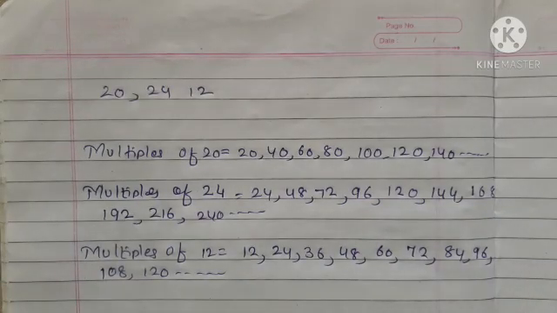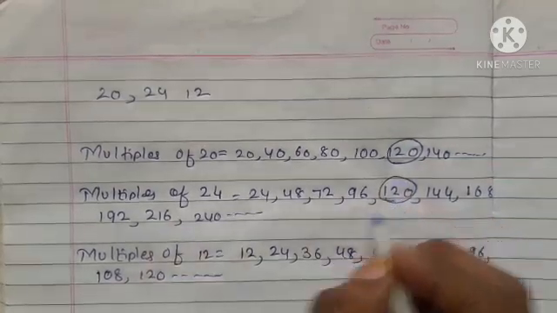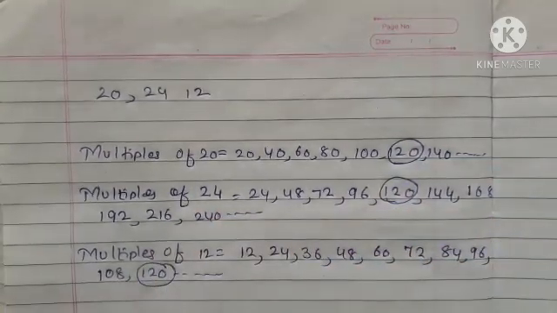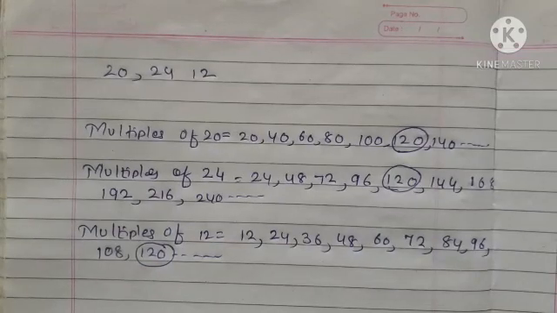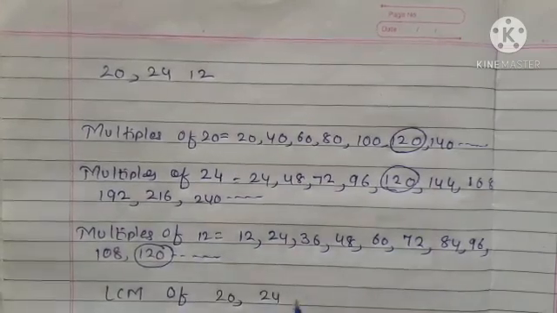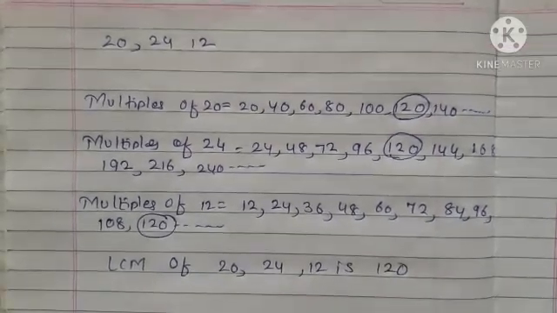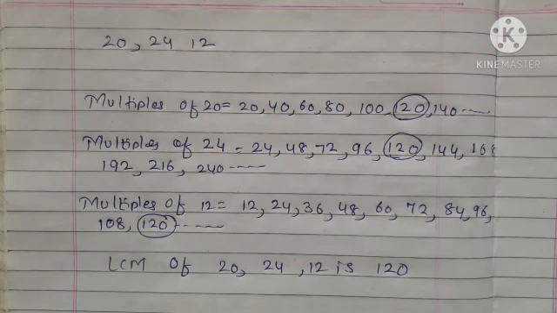Now here, which is the common multiple we got here? First common multiple, that is 120. Now 120 we got in all the 3 numbers. So here we can say 120 is the LCM. LCM of 20, 24, 12 is 120. So here we can say minimum of 120 laddus will be there in each box. And altogether if you are counting, 360 laddus will be there in all the 3 boxes.